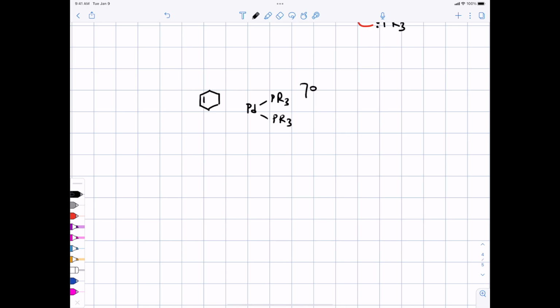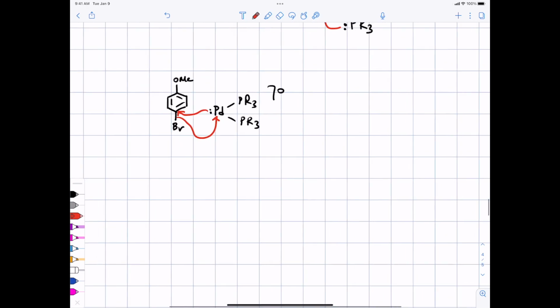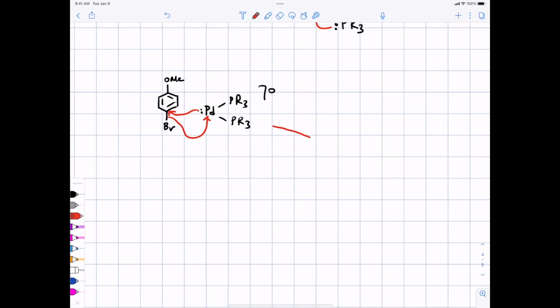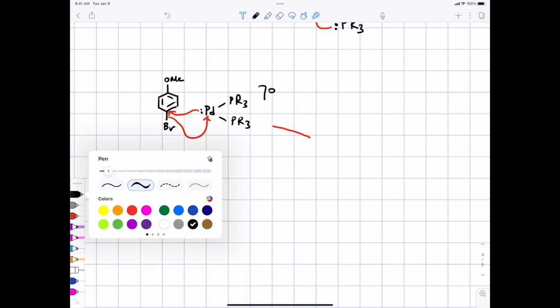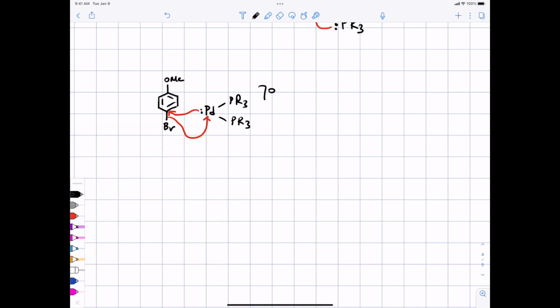So here's your aryl halide in the reaction we just listed. And the oxidative addition step is basically going to involve a pair of electrons from palladium making a bond with carbon, and then the bromine attacking the palladium.